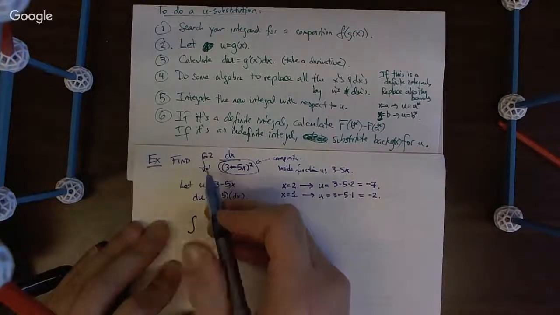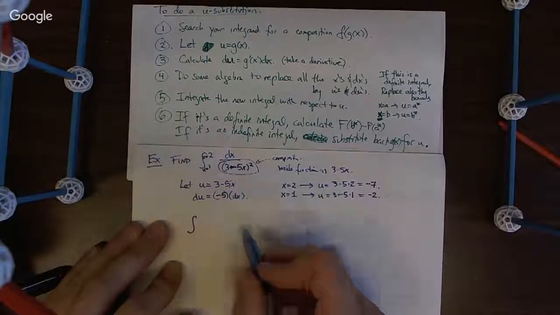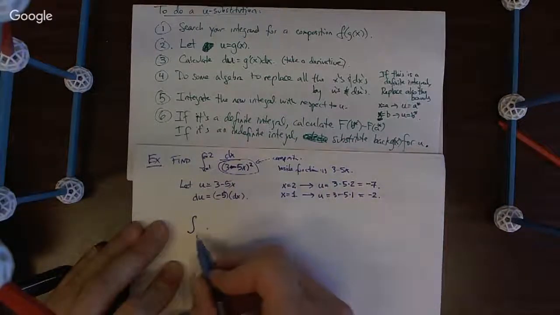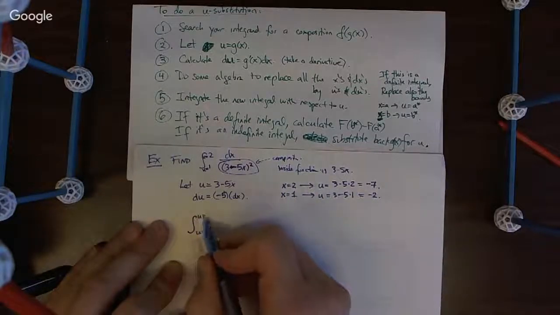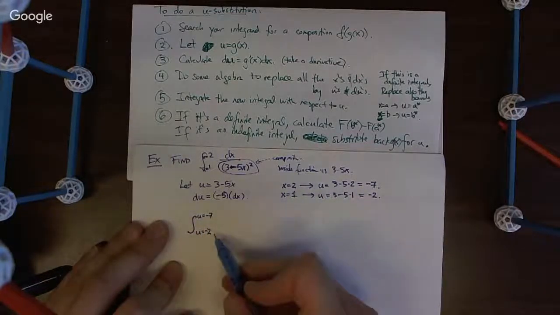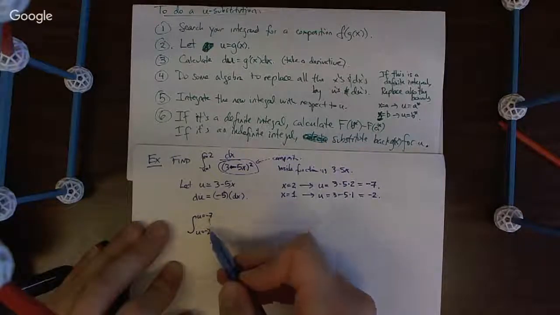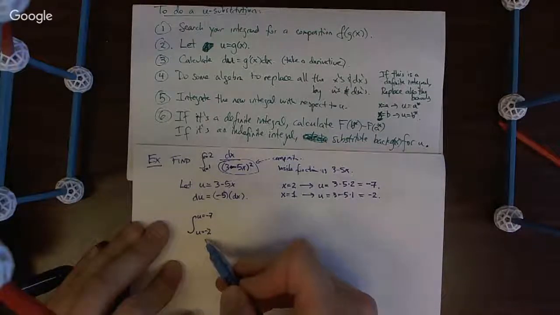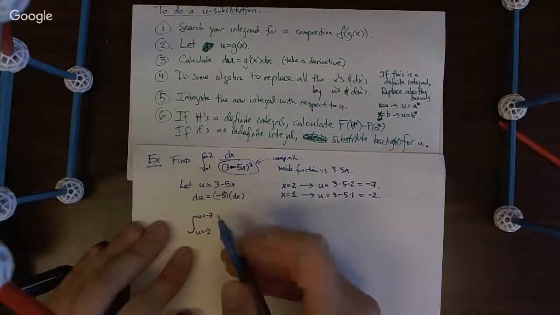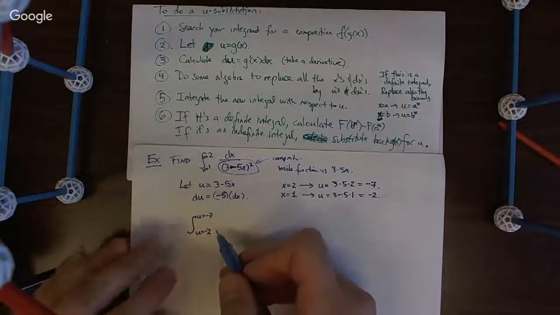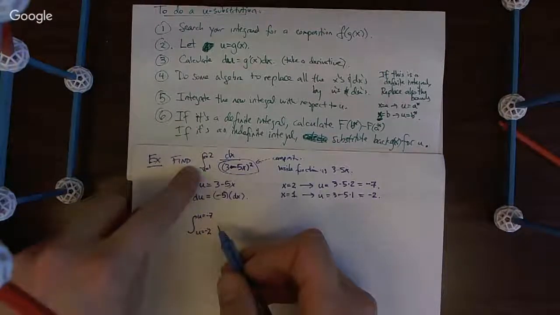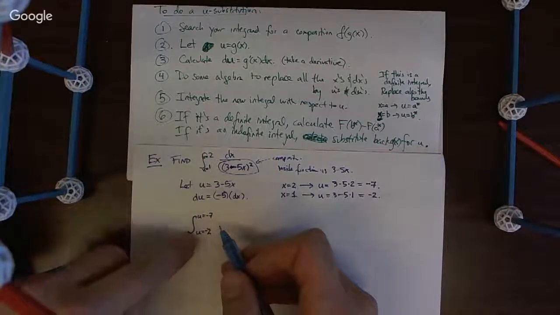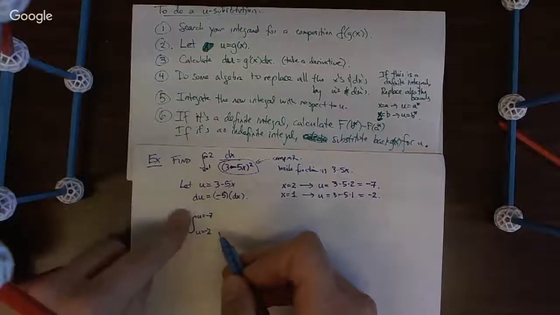So our integral that used to be from x equals 1 to x equals 2: when x equals 1, u is equal to negative 2, and when x equals 2, u is equal to negative 7. Now, these bounds are going from a higher number to a lower number, but that's okay. We need to keep the order that we had here. When x was from a small number to a big number, that turns into u being from a big number to a small number, but that's okay.